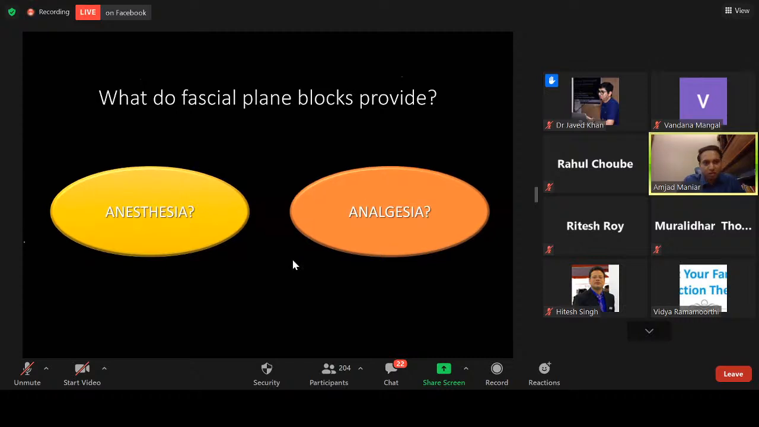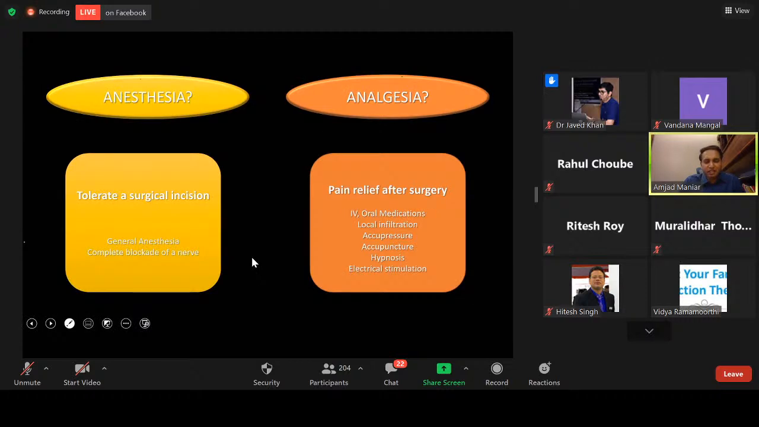Anesthesia is very specific. It's a very pure topic. If you are trying to provide good anesthesia, you should be able to create conditions that allow the patient to tolerate a surgical incision. So you either do a GA or you've seen complete blockade of the nerve when you do, say, a beautiful brachial plexus block. But analgesia is a very, very hazy term, and it's time we actually look for clear definitions of it. Analgesia is pretty much pain relief, in our case, after surgery.